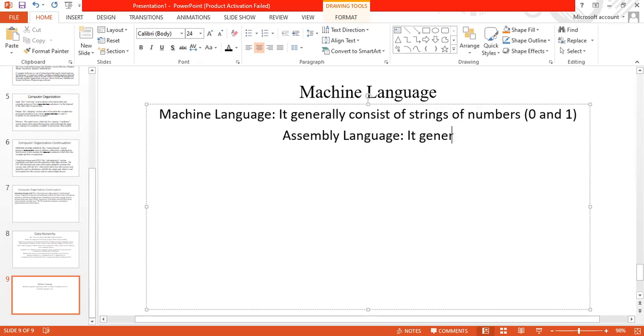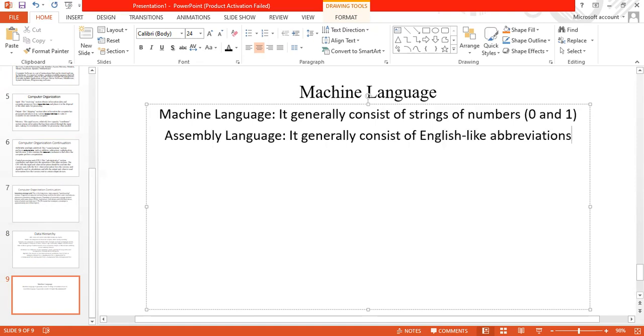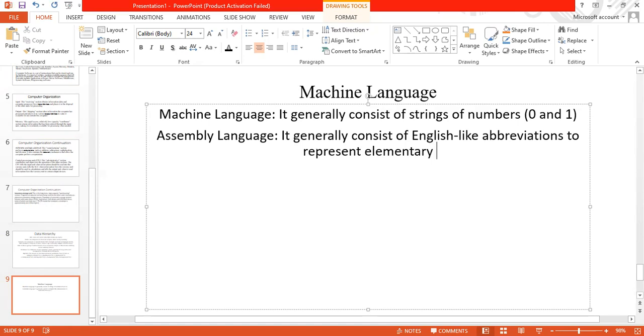It generally consists of English-like abbreviations to represent elementary operations. Don't forget, very important, English-like abbreviations to represent elementary operations.